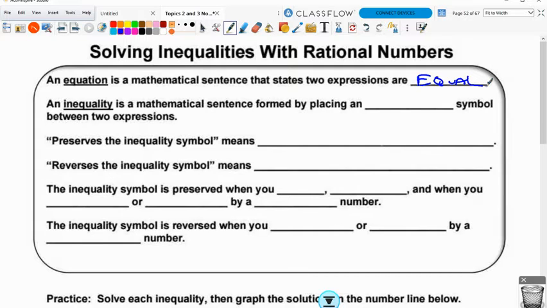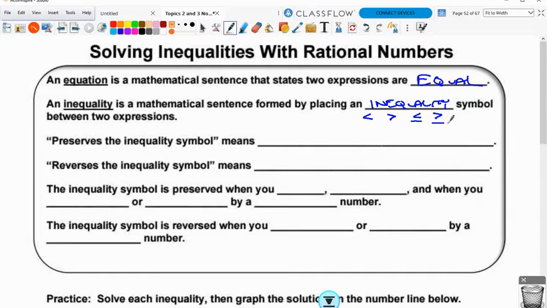All right, but an inequality is a mathematical sentence formed by placing an inequality symbol in between the two expressions. Remember that there are four inequality symbols. There's less than, greater than, less than or equal to, greater than or equal to. Those are the four inequality symbols.